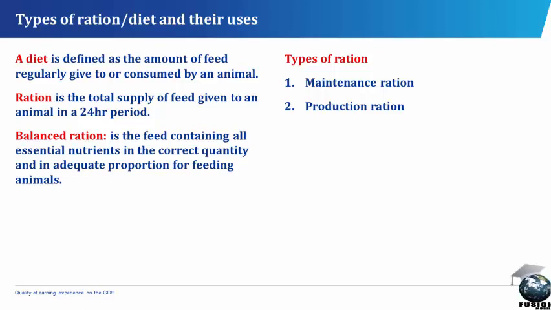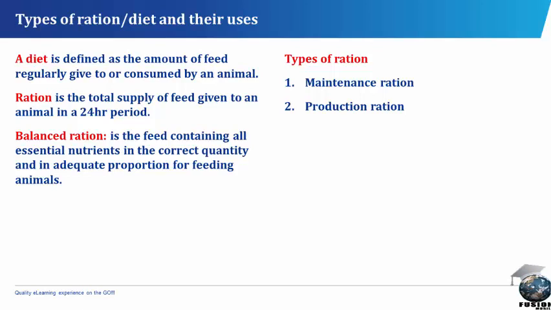Examples of maintenance ration include the ration given to ruminant animals like straw and hay during dry season. Maintenance ration can be supplied to breeding animals when they are not breeding. It can also be supplied to dry or non-lactating animals when they are not lactating.